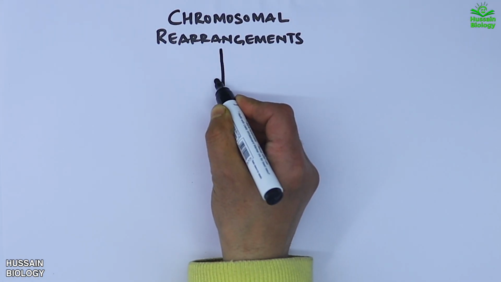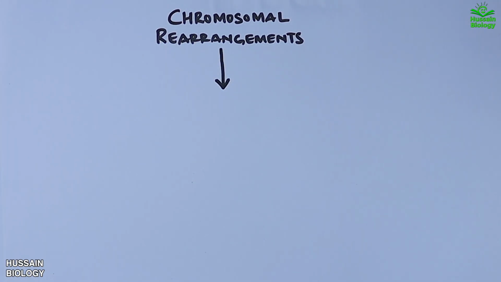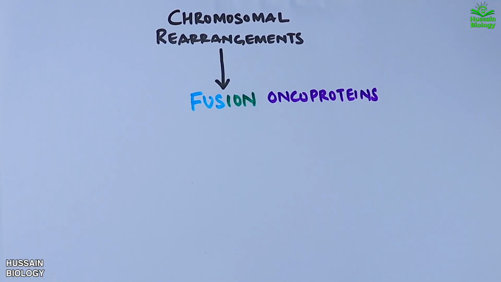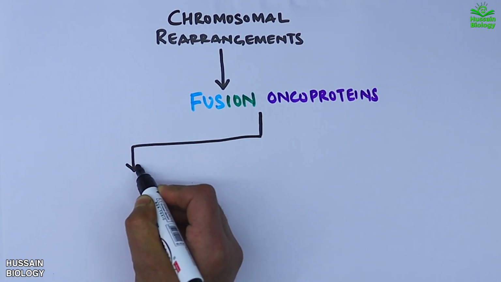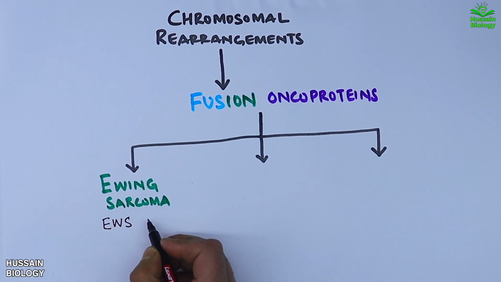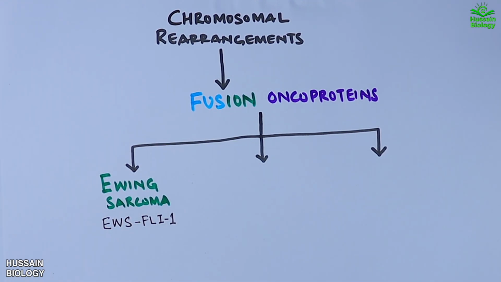Let's continue with chromosomal rearrangement and their impact on sarcoma development. These chromosomal rearrangements can drive the formation of fusion oncoproteins, which play a major role in triggering specific types of sarcomas. First, we have Ewing sarcoma. This type arises due to fusion between EWS gene and FLI1 gene. This fusion protein disrupts normal cellular function, promoting uncontrolled cell growth.